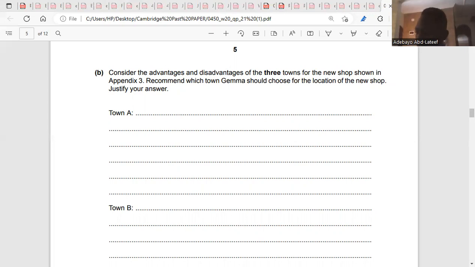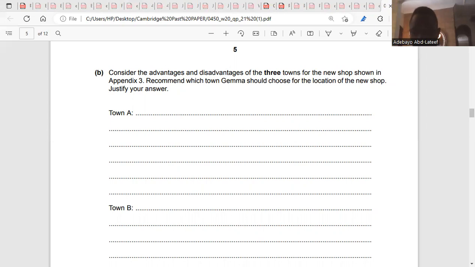For town B, we have 35,000 for each year. Wages and salary 70,000. Heating and lighting 5,000. That's 40,000. 40,000 plus 70,000, that's 110,000. So 300,000 minus 110,000. That's 190,000 in terms of profit.